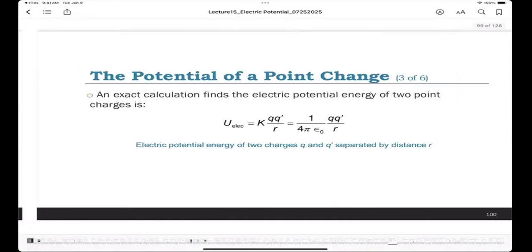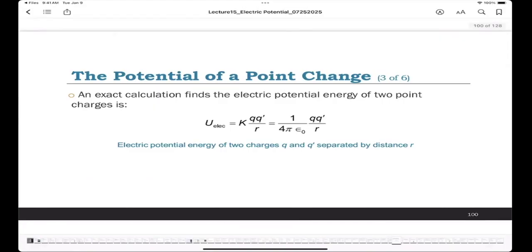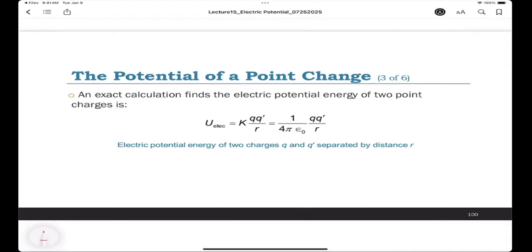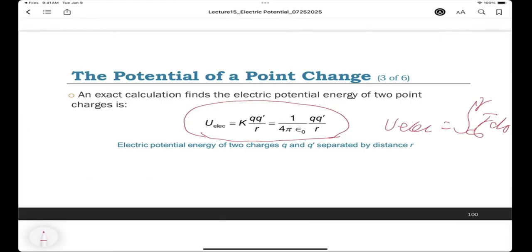And an exact calculation finds the electrical potential energy of 2 point charges is this one. We talked about this just now. It's just U electric equals negative integral from infinity to r of F dr. Actually you don't need to remember how to calculate. You just need to remember that if you want to find the electrical potential energy of 2 point charges, you can use these equations.